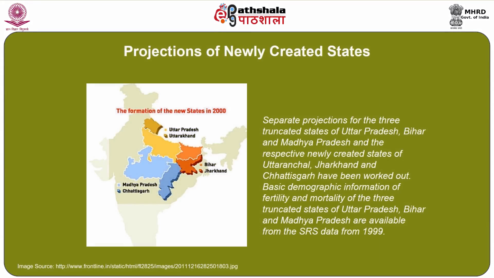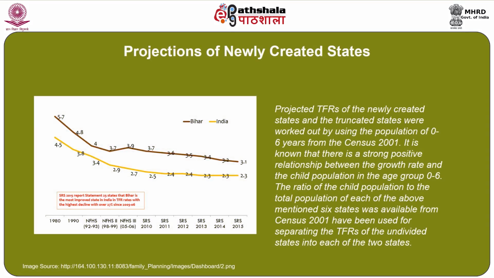Projections for newly created states. Separate projections for the three truncated states of Uttar Pradesh, Bihar and Madhya Pradesh and the respective newly created states of Uttaranchal, Jharkhand and Chhattisgarh have been worked out. Basic demographic information on fertility and mortality of the three truncated states of Uttar Pradesh, Bihar and Madhya Pradesh is available from the Sample Registration System data from 1999. Projected TFRs of the newly created states and the truncated states were worked out by using the population of 0 to 6 years from Census 2001.